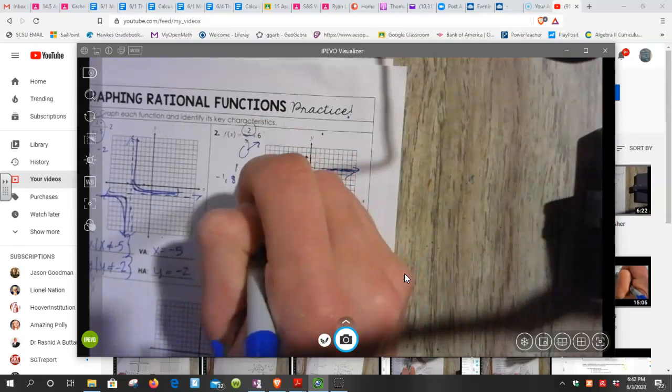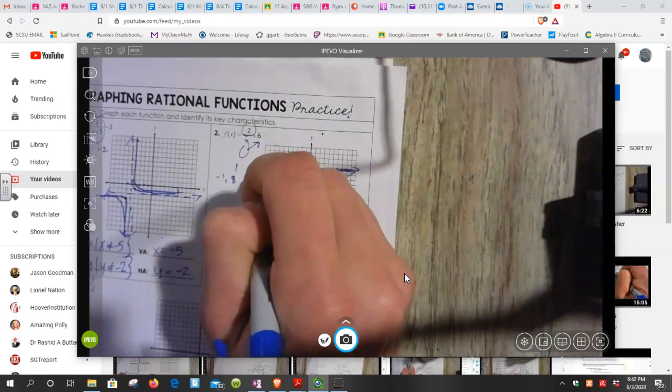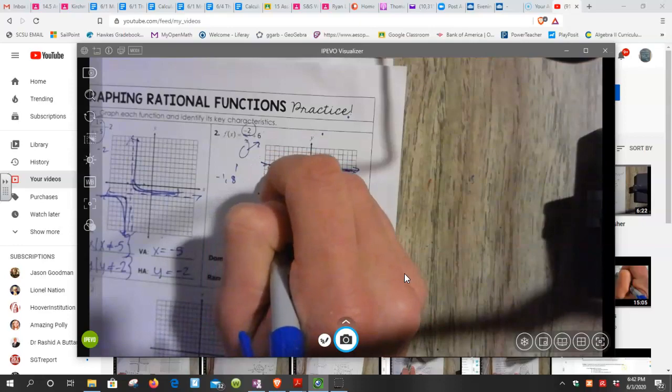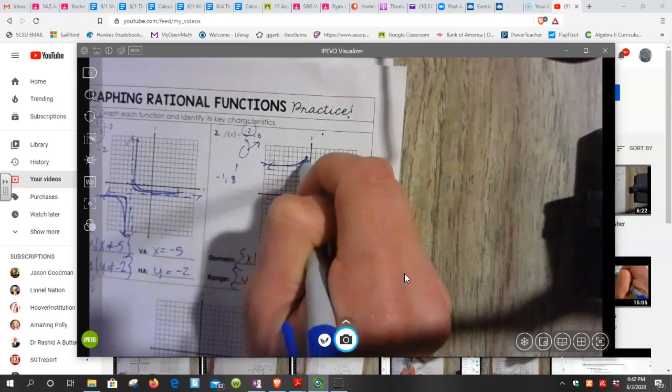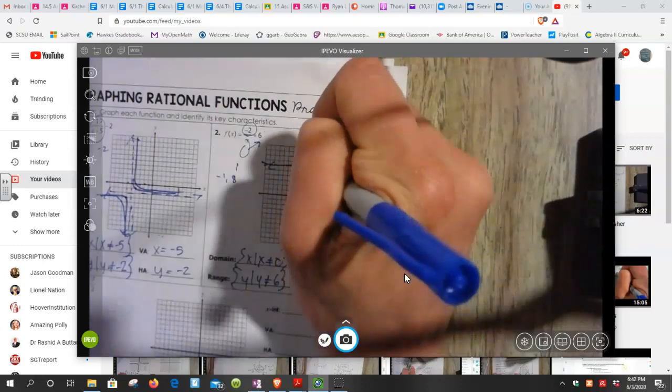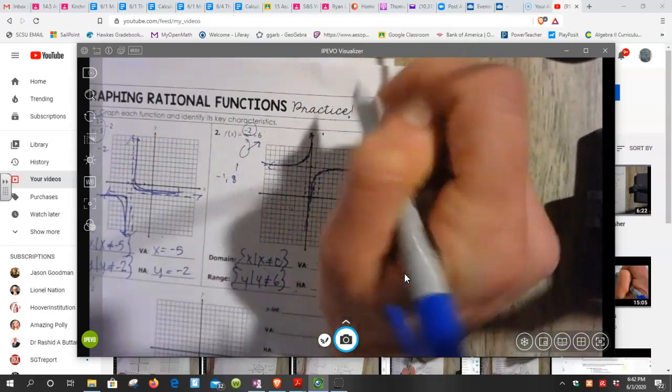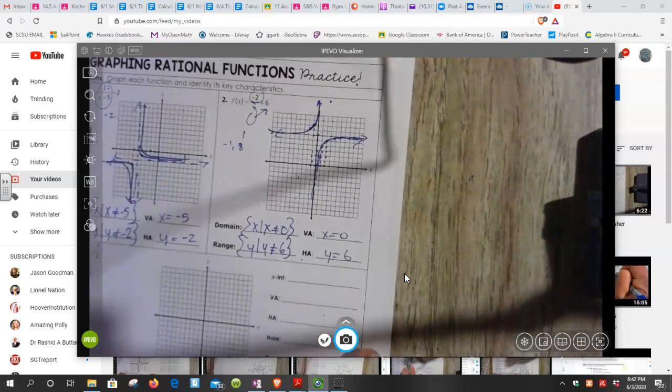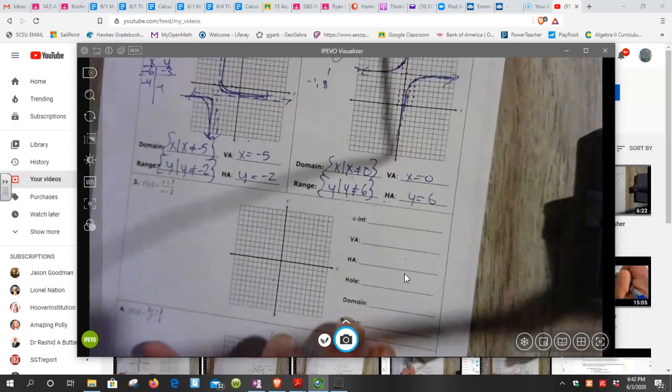So the bigger x becomes, the closer it gets to 6. So you know it's going to look like this. And you know it has to come on this side of the y-axis. So there you go. Okay, here's number 3.